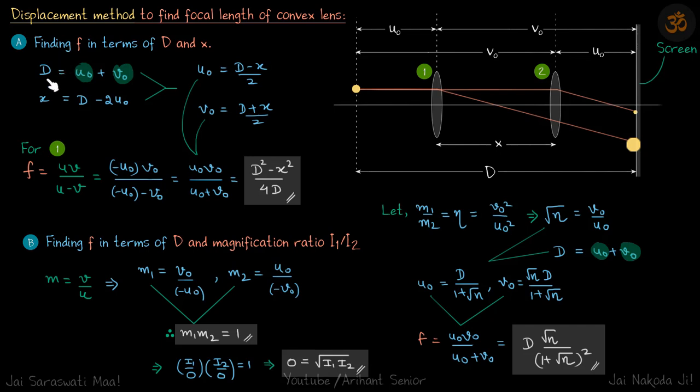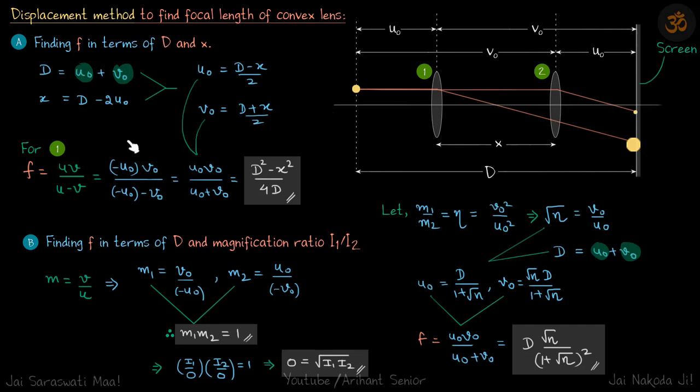So now let's solve it. d is u0 plus v0, and d we know, and x also we know, and x is d minus 2u0. So we have two equations, and from that we'll find the values of u0 and v0 in terms of what we know. And focal length is given as uv upon u minus v for a lens. So we'll just put the values of u0 and v0 here.